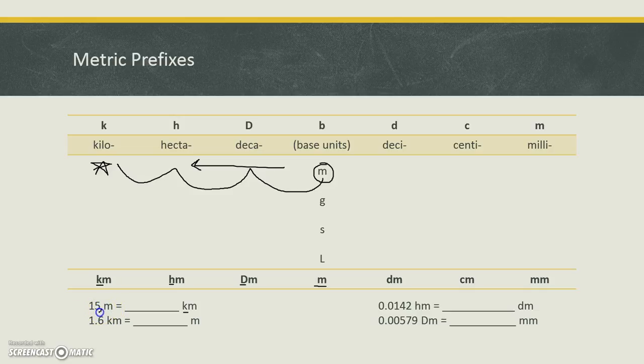Okay, so we take that decimal and we move it over 1, 2, 3 times. Don't count 1, 2, 3, 4. Don't count the number of tops that you have. Count the number of humps or troughs that you have. You have 1, 2, 3 troughs, so you're going to move it 1, 2, 3 times. So that ends up giving you 0.015 kilometers.